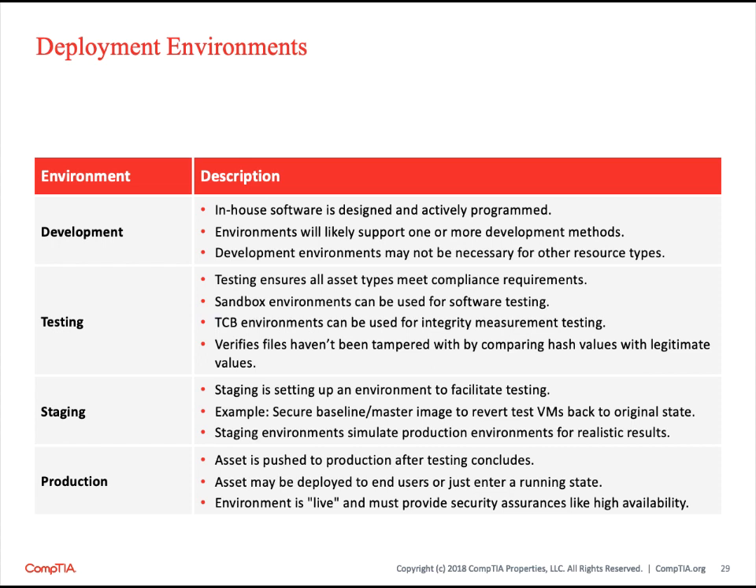So an asset is pushed into production after the testing concludes, right? So the asset may be deployed to end users or just to enter a running state that is ready to provide a proper service, right? So in either way, it's considered live. And so at this point, we must have all our security assurances, such as high availability, right? So we've got to make sure that we have our uptime. We've got to make sure that we have our authentication, everything else.